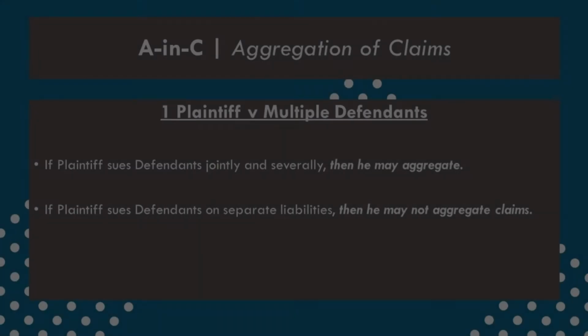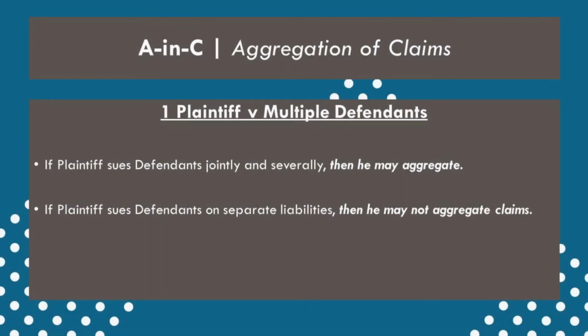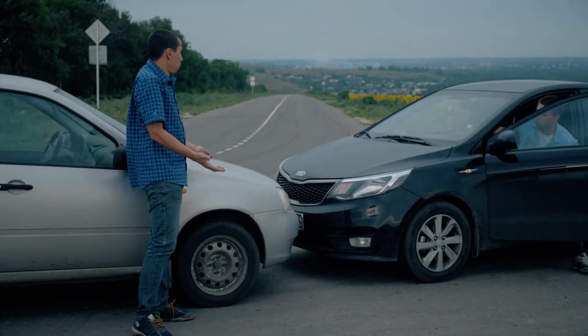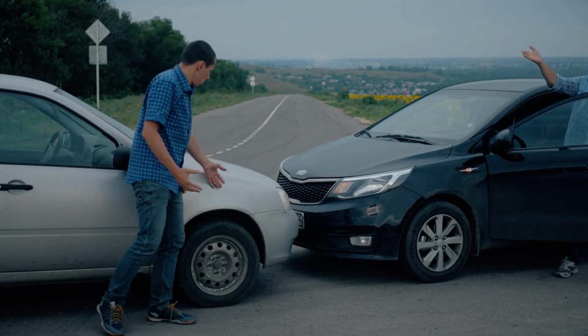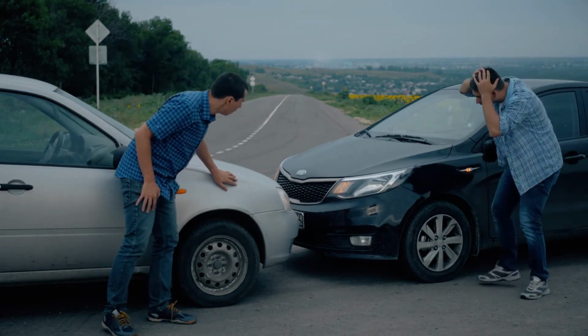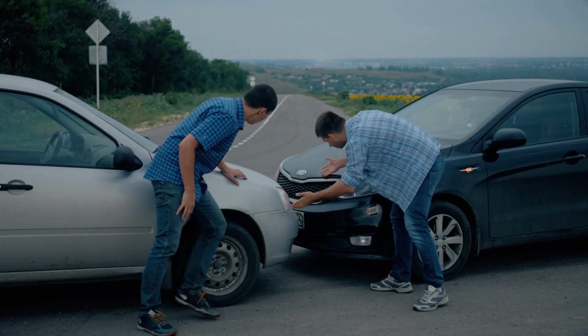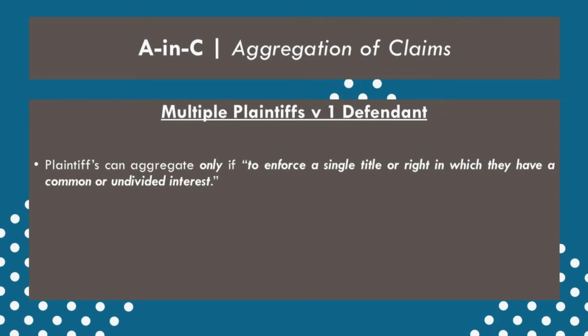When the case is brought by one plaintiff against multiple defendants, whether the plaintiff can aggregate his claims to cross the threshold depends on whether the suit is being brought against the defendants jointly and severally, or if the plaintiff is asserting separate liabilities. If the plaintiff is doing so jointly and severally, then he can aggregate his claims. But if the plaintiff is basing his suit on separate claims against unrelated defendants, then he cannot aggregate those claims. When the case is brought by several plaintiffs against one defendant, those plaintiffs can only aggregate their claims if they are seeking to enforce a single title or right in which they have a common or undivided interest.